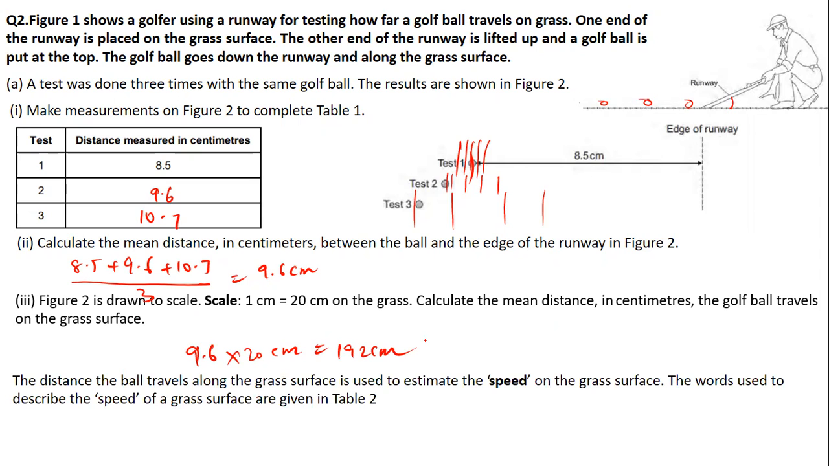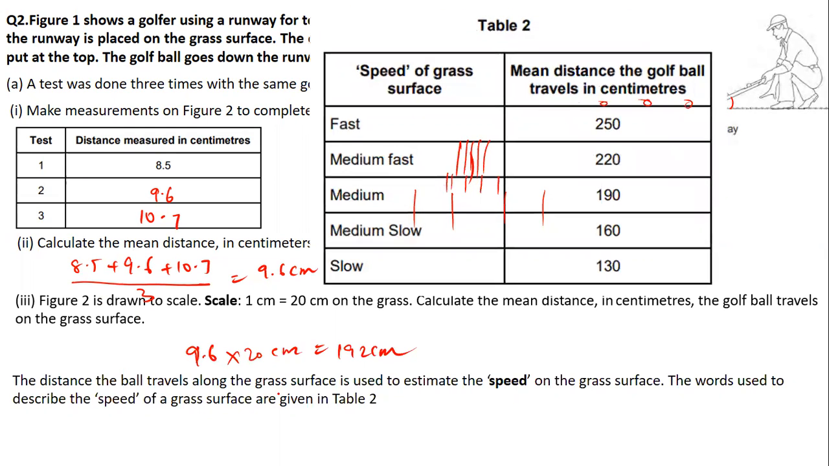The distance the ball travels along the grass surface is used to estimate the speed of the grass surface. The words used to describe the speed of a grass surface are given in table 2. Now let us look at table 2. So which of these terms could be used correctly here? You have got the answer as 192 centimeters. And in how many seconds has it traveled?